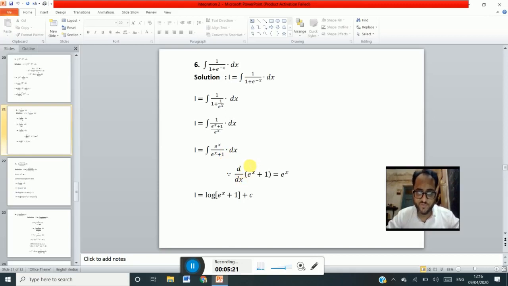Now substitute, or it is the standard form. Without substitution, here we solve the example: the derivative of e to the power x plus 1 is e to the power x plus 0, that is e to the power x only.